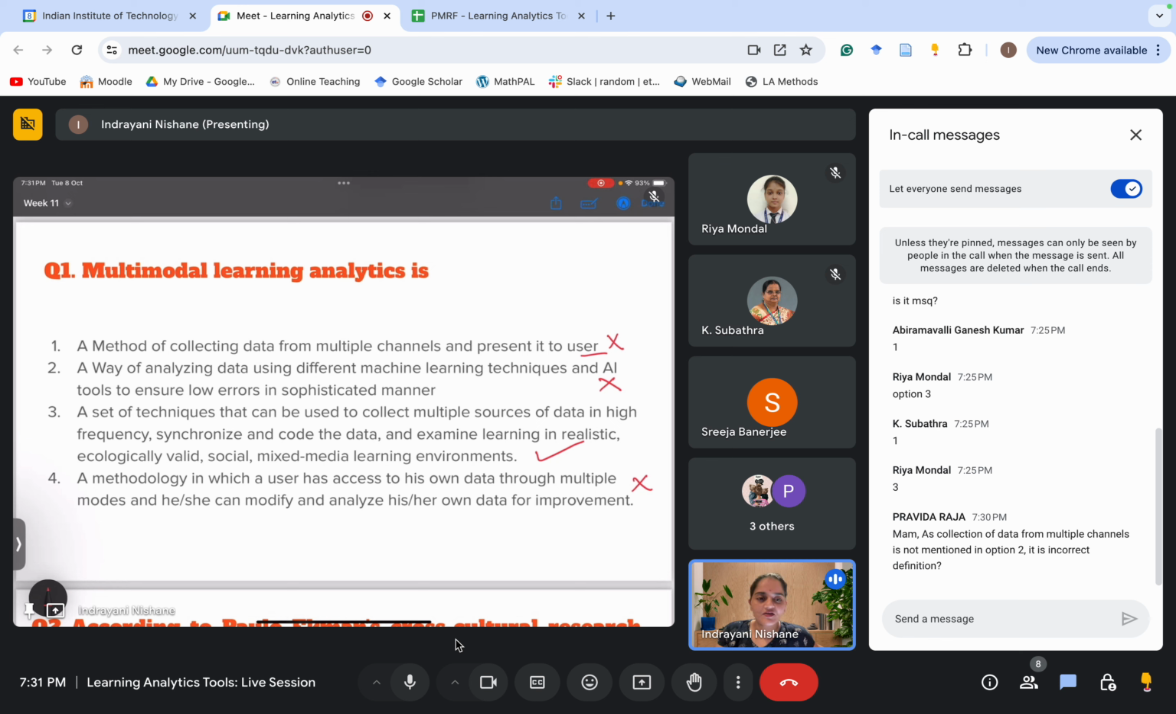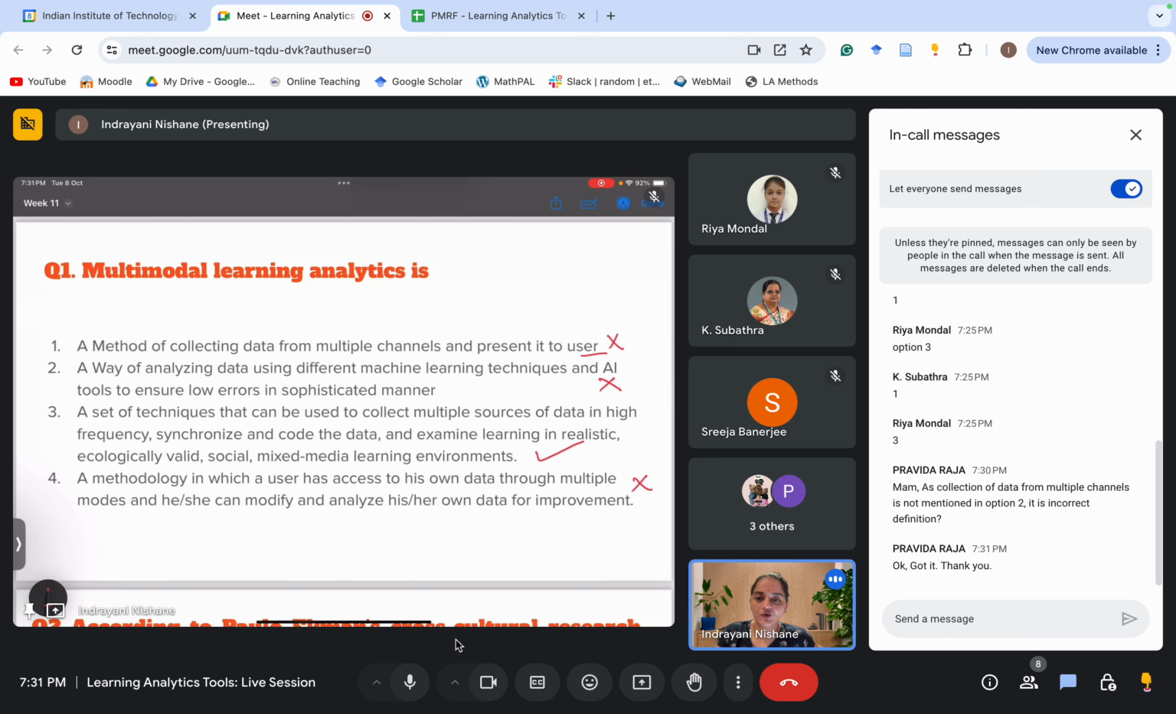Okay, so I was saying, might be by mistake. So that's what I was saying, that all the other statements are not completely wrong, but they are incomplete, or they are not able to give the complete information about multimodal learning analytics. So the best possible, or the closest correct description is option C.